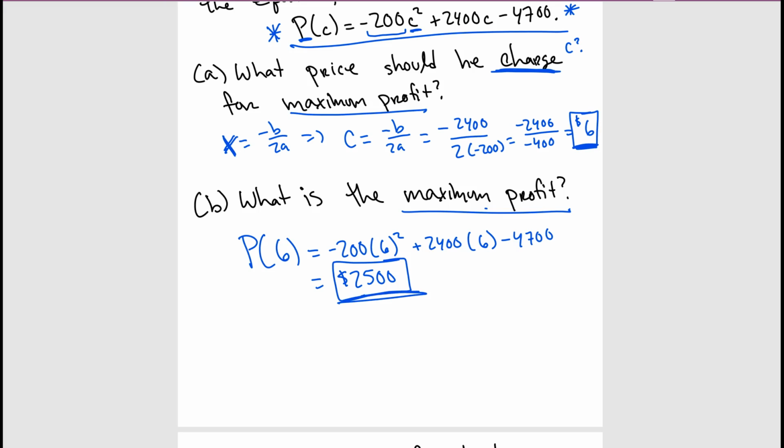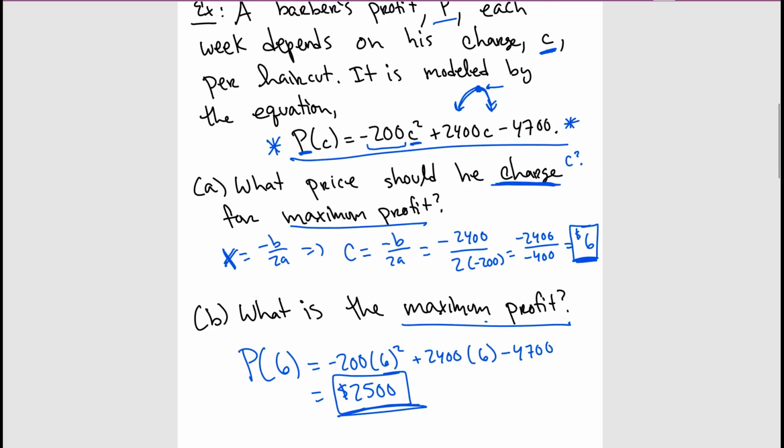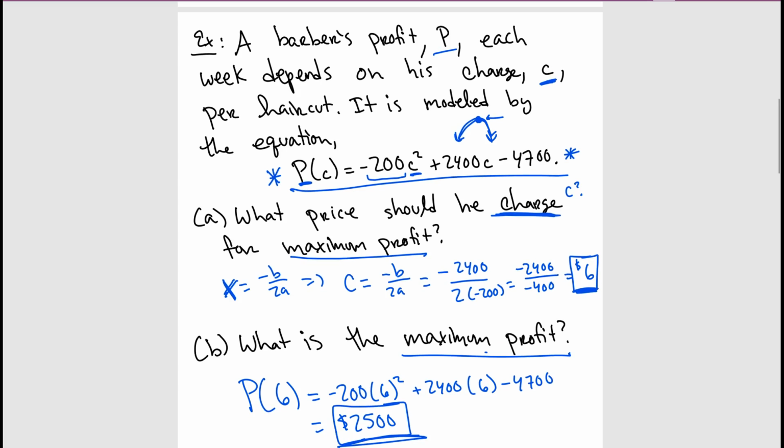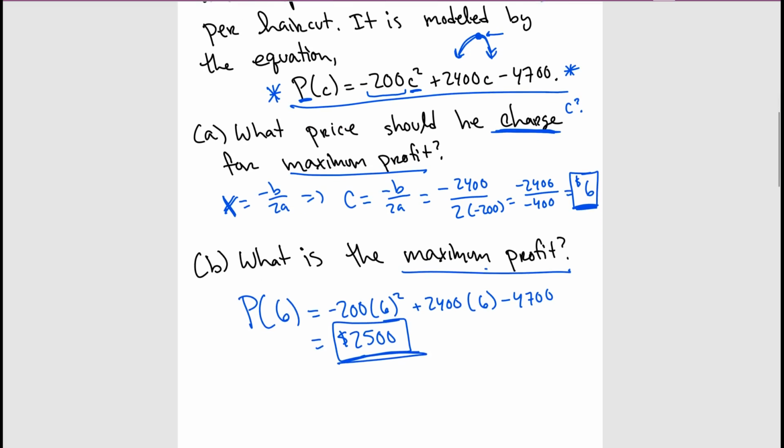Very straightforward, just basically finding the vertex. That's basically what you're doing, but now in a different context. Now you get to see where we actually use these formulas, because a lot of the times we ask, where can I use these formulas? Well, here's one of them. A really good example.